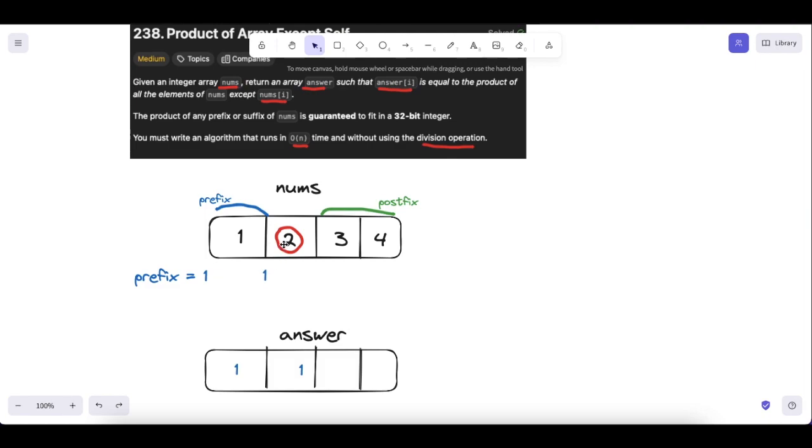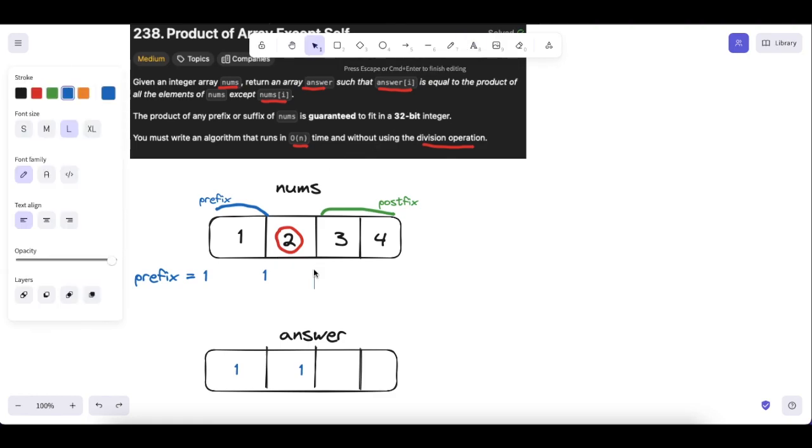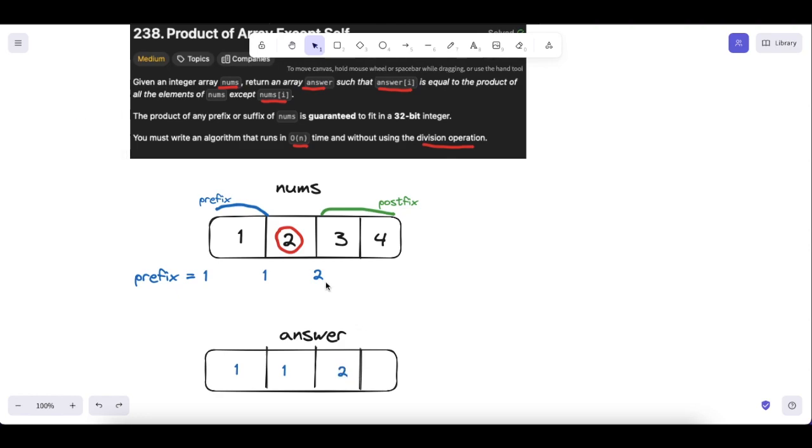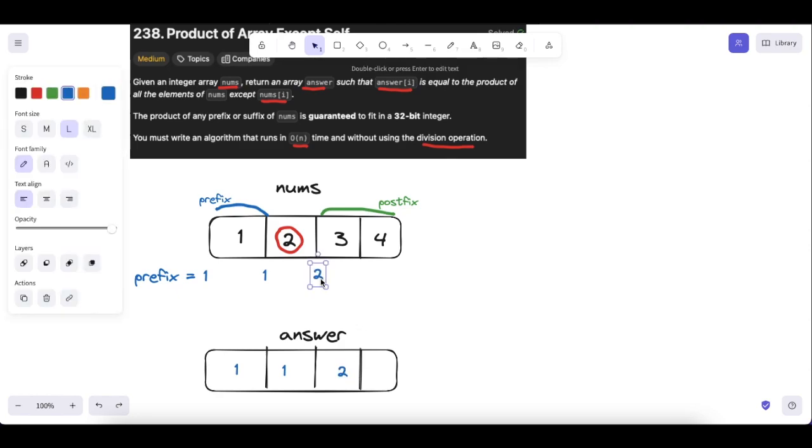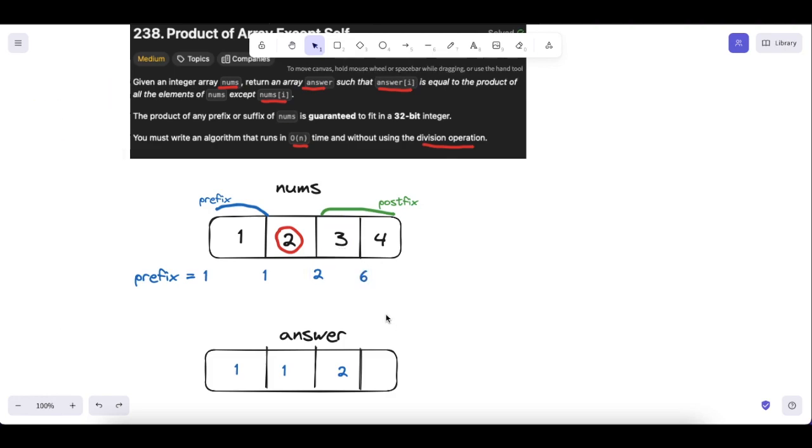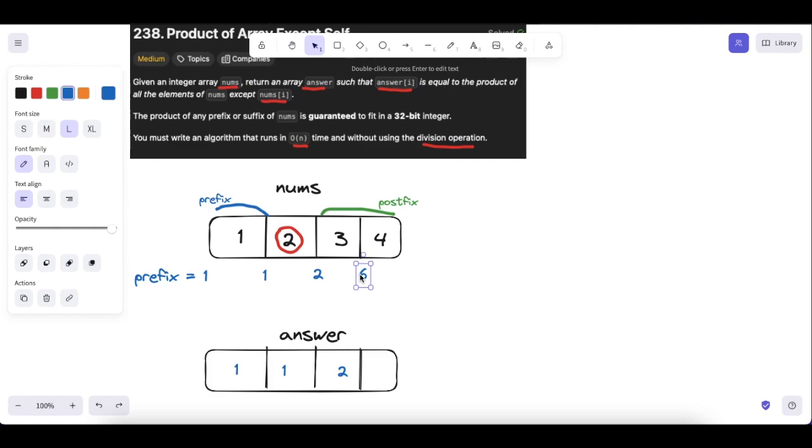So we know that 1 times 2 is equal to 2, and so we're ready to update our prefix value, which will be 2. Now we can go and put this new prefix value in our answer array, and so the next number in our answer array will be 2. Again, we need to update our prefix, so we multiply the 2 times 3 this time, and we get 6. And we take the 6 and use it to update our answer.